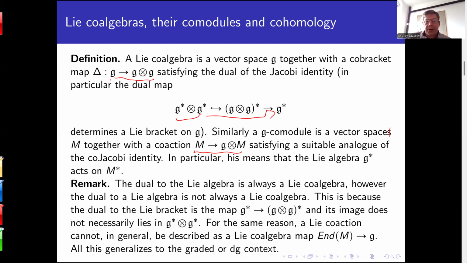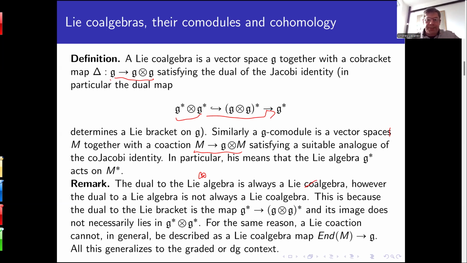As I mentioned a minute ago, the linear dual to a Lie coalgebra is always a Lie algebra. Right, so there's another typo here. However, the dual to a Lie algebra is not always a Lie coalgebra.